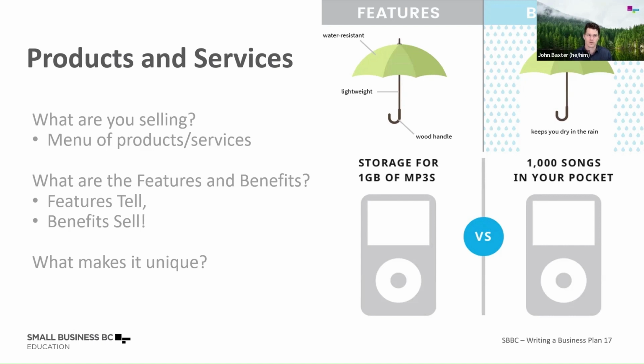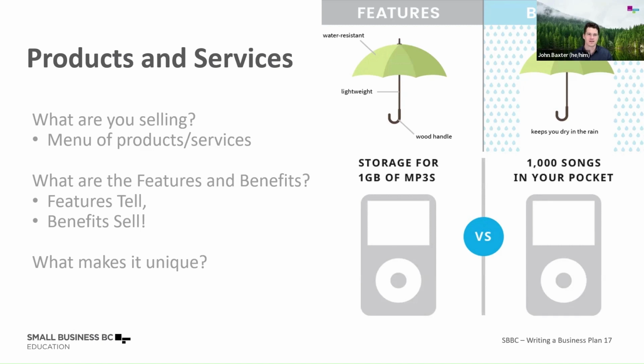So the old saying, features tell, while benefits sell, are really well described with these couple of examples. So first, we've got a simple umbrella. You've got all of these features that you could see on the left, which is it's water resistant, it has a lightweight handle, lightweight shaft, a wood handle. But what it really comes down to is that it keeps you dry in the rain. That's the benefit. That's the whole point.